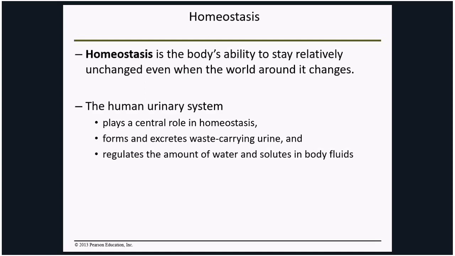Another way that our body stays relatively unchanged, even though the world around us will change, is through our urinary system. It plays a huge role in homeostasis in our body. Our body has all kinds of solutes like salt, hydrogen ions, and calcium. It also has water that needs to be regulated. And we also need to get rid of wastes in our body. So our urinary system plays a big role in keeping all of that relatively unchanged.